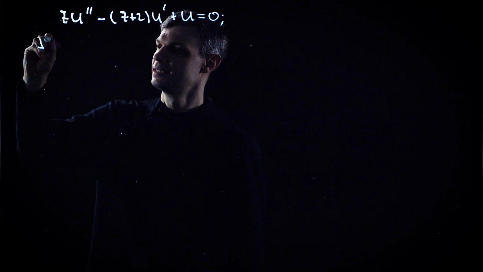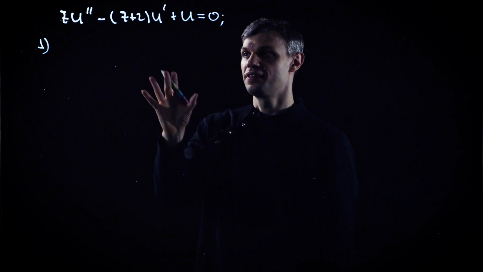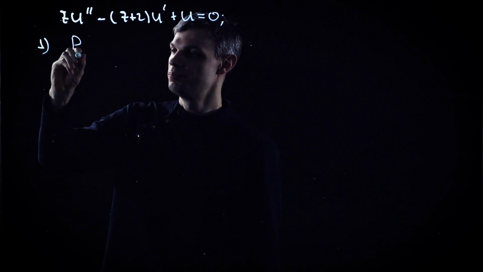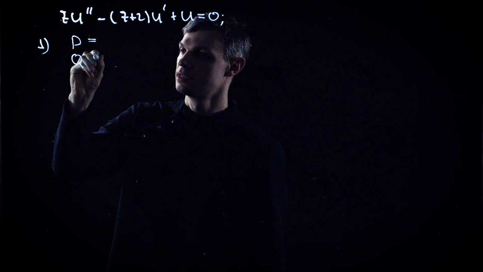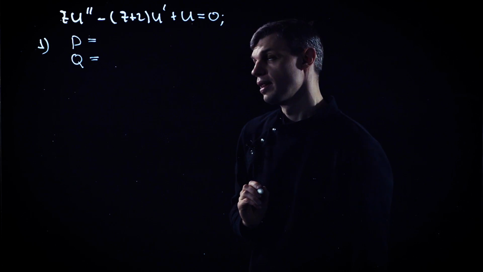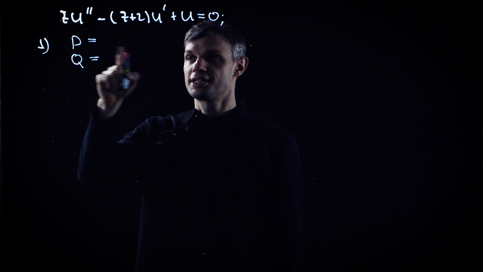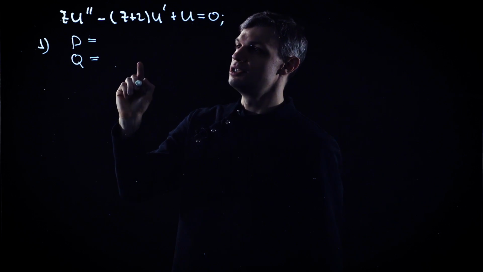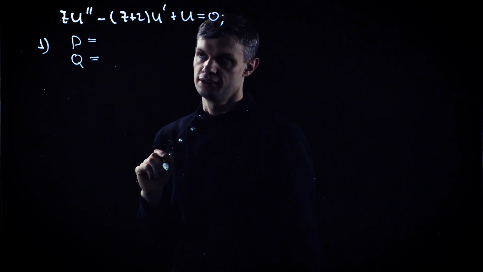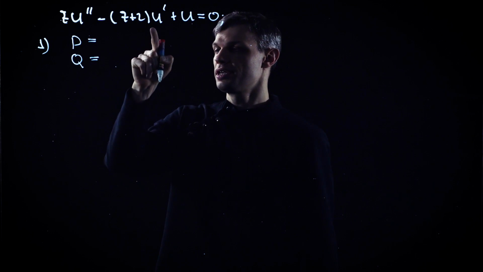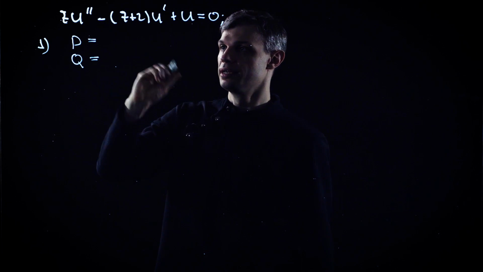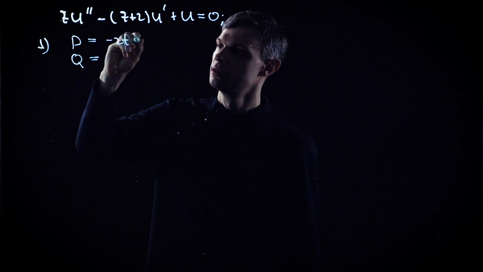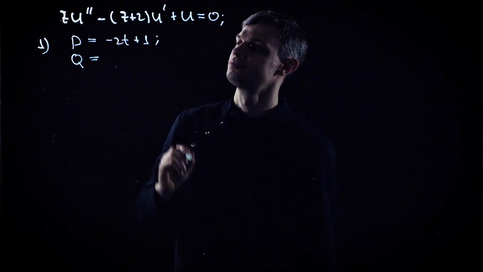So we start our solution with the P and Q polynomials composed of the coefficients of our equation. Let's construct the P polynomial. It is composed of the coefficients which don't contain z variable. So here is -2 and here is 1. So the P polynomial is going to be -2t plus 1.